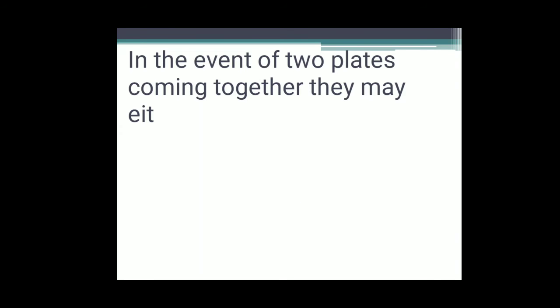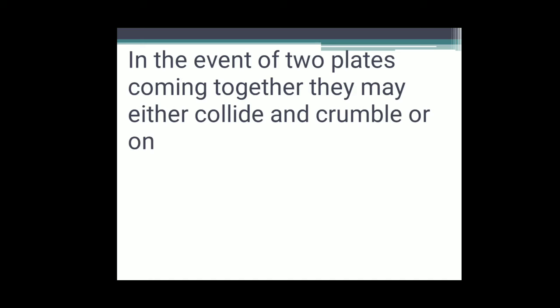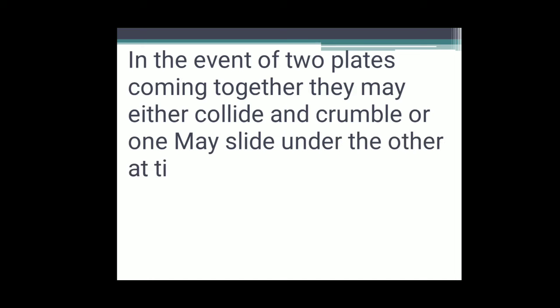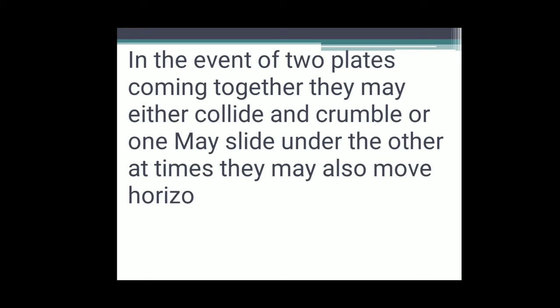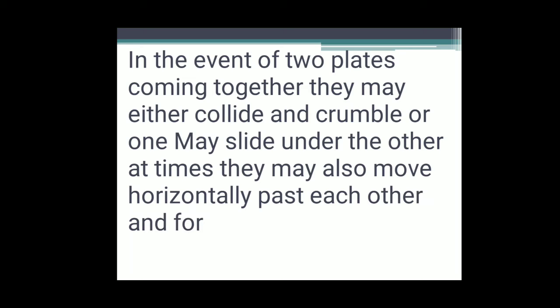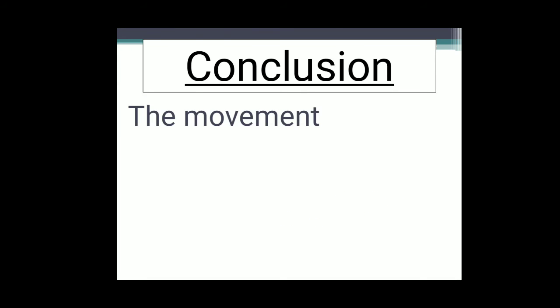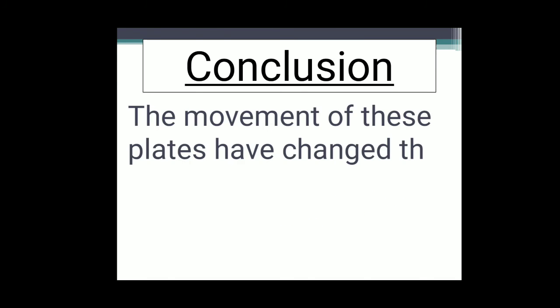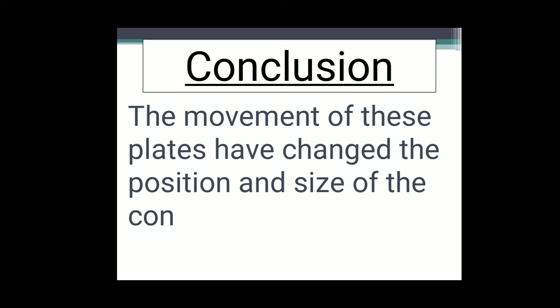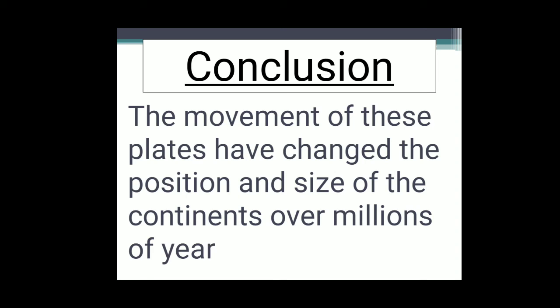In the event of two plates coming together, they may either collide and crumble or one may slide under the other. At times, they may also move horizontally past each other and form a transform boundary. So, all these plates move in the manner of convergent, divergent, and transform boundary. Conclusion: the movement of these plates has changed the position and size of the continents over millions of years.